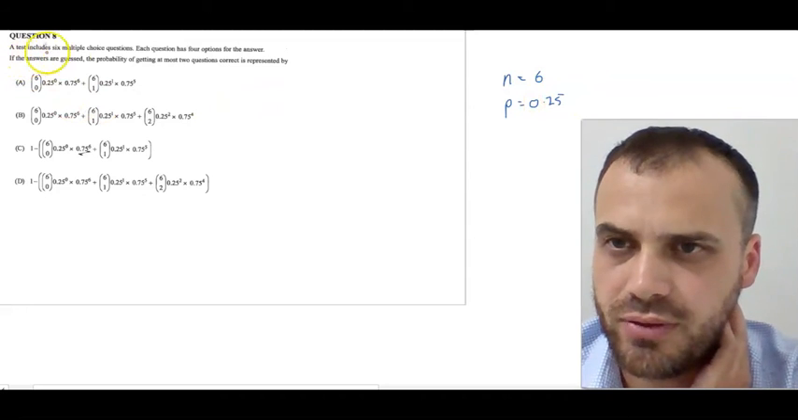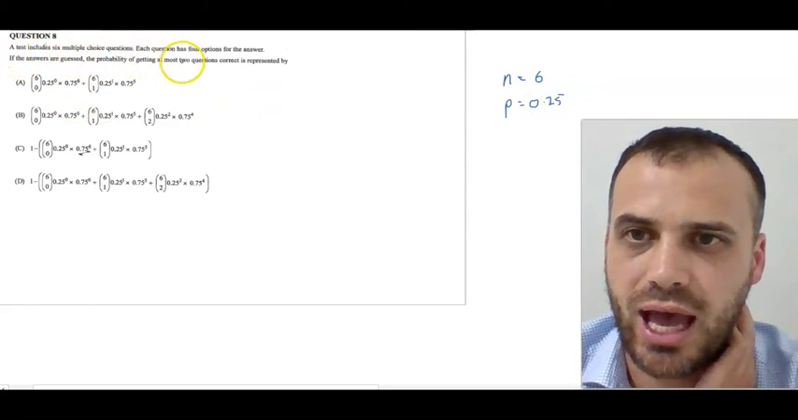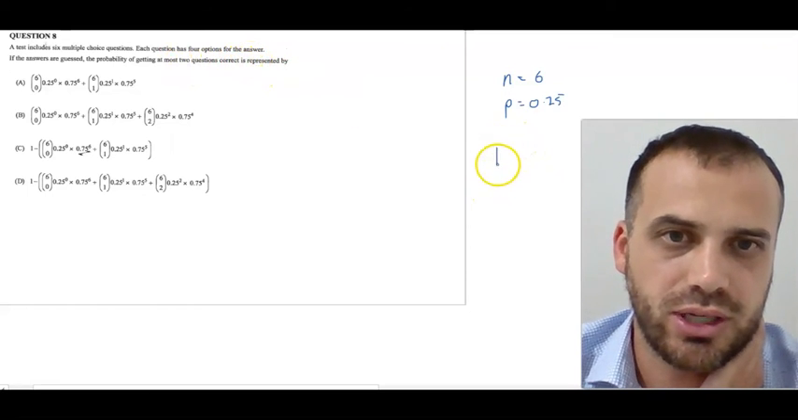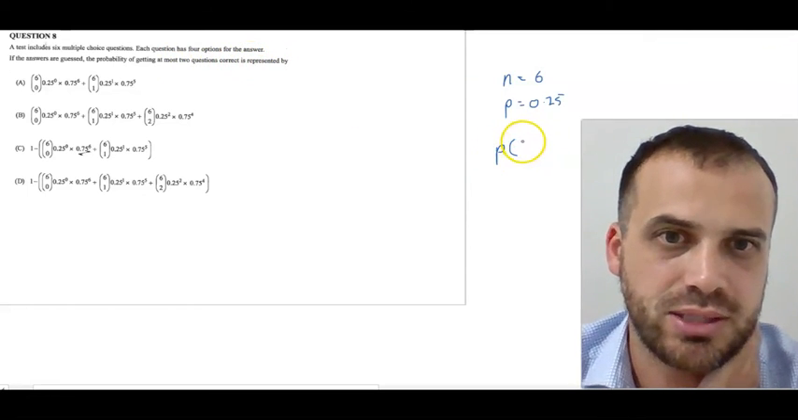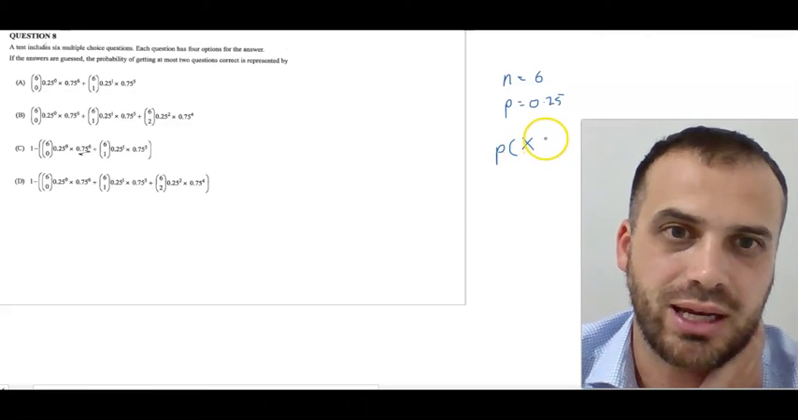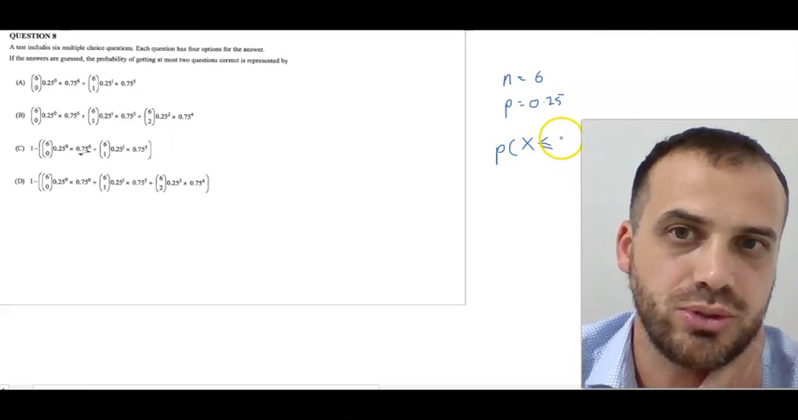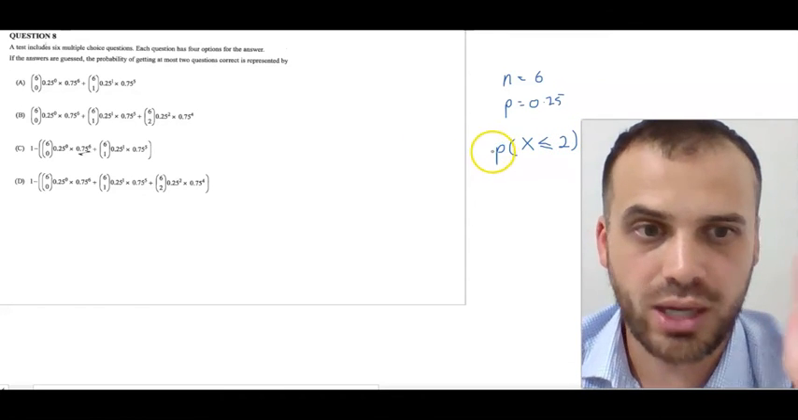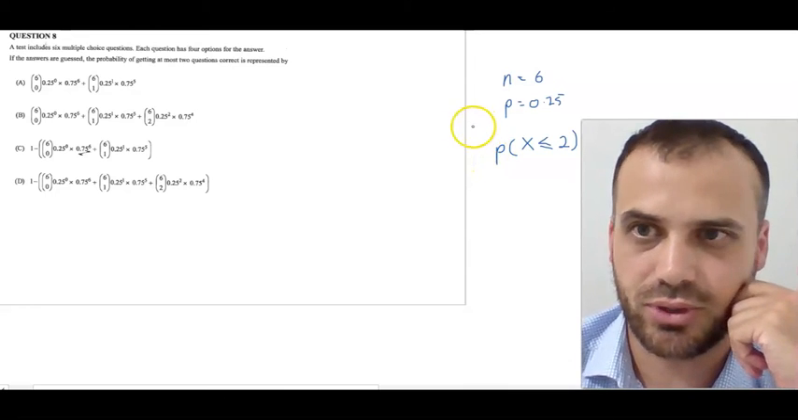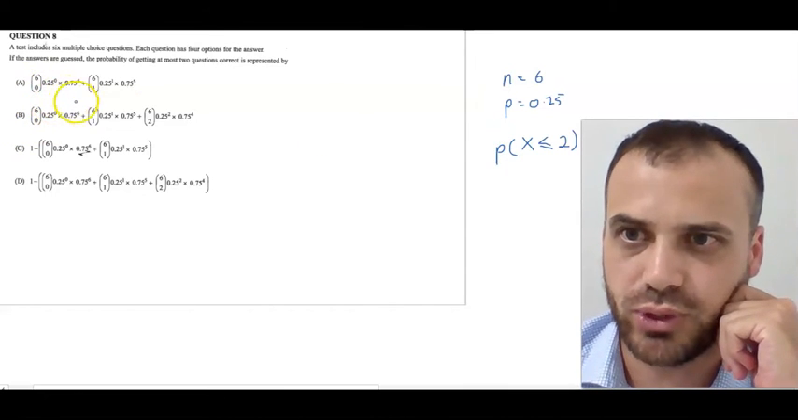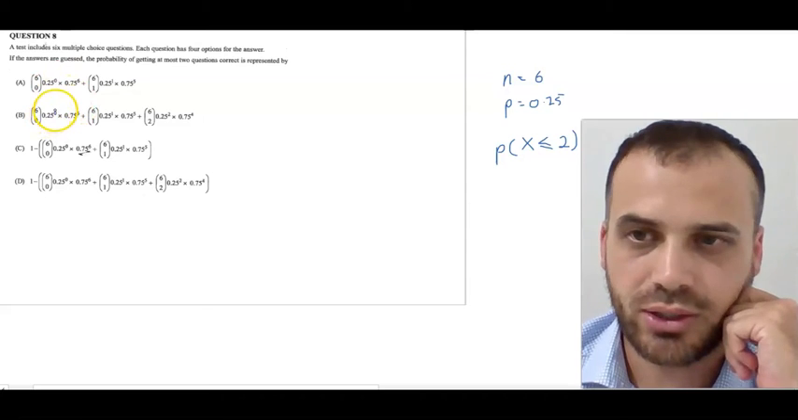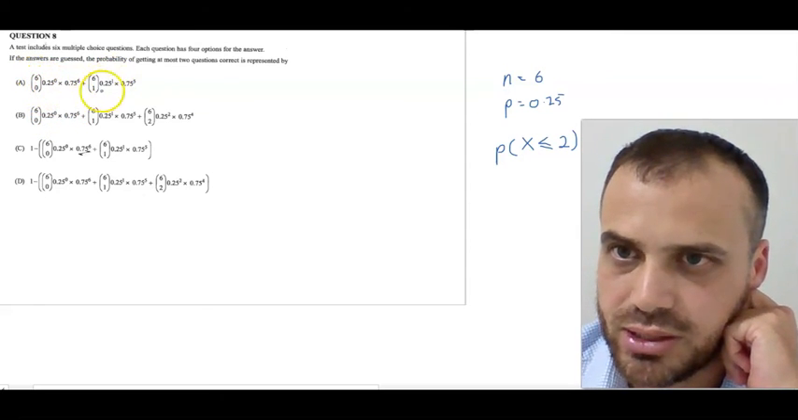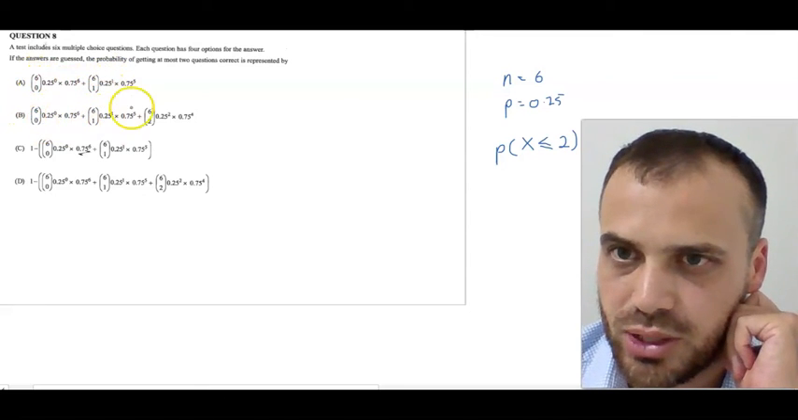All right. If the answers are guessed, the probability of getting at most 2 questions correct is represented by. All right, so it's important to understand that that means the probability that x is less than or equal to 2. So 0, 1 or 2 successes. All right, so that's what we're looking for here. 0, 1 or 2 successes. All right, this looks like 0 or 1 success. This looks like 0, 1 or 2.